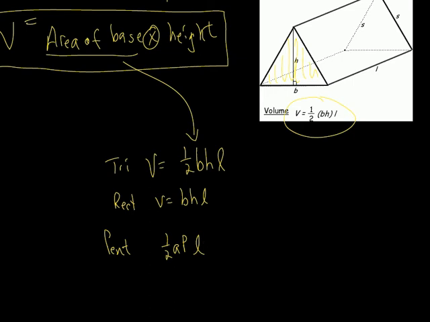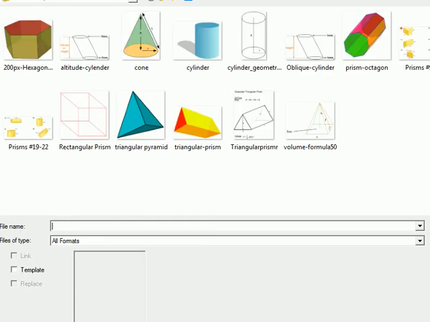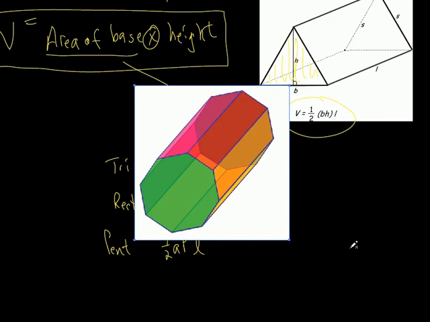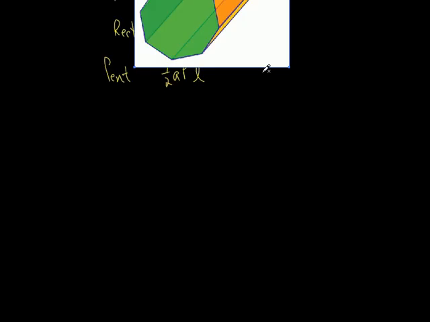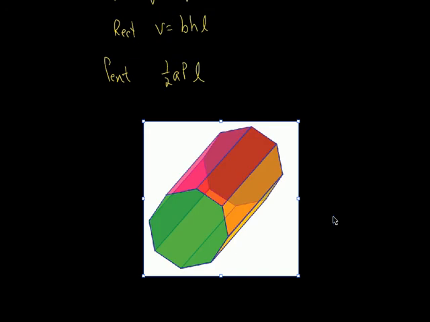Does that make sense? Let me just give you an example. Like, that's an octagon, that's good enough. Okay, look at this thing right here. What if I wanted to find the area of this?